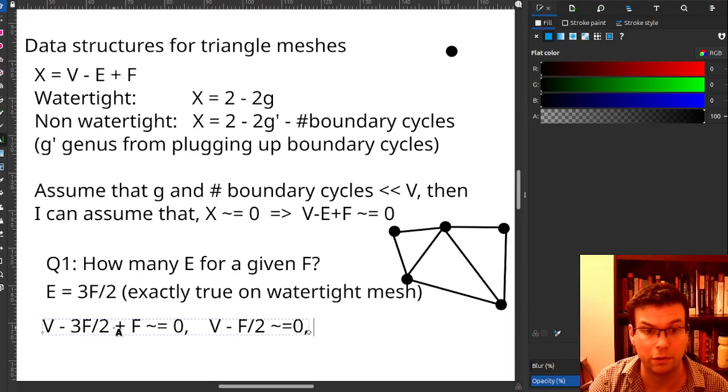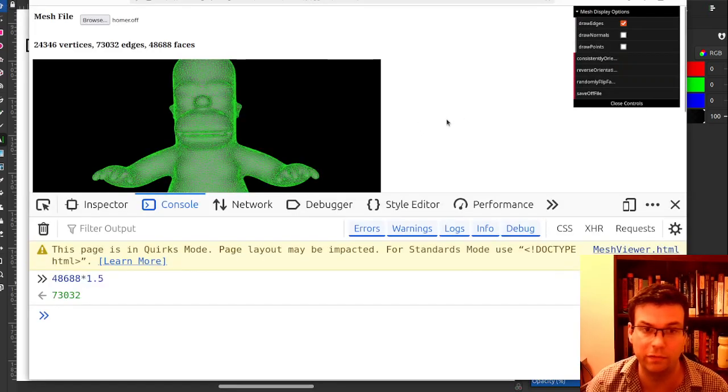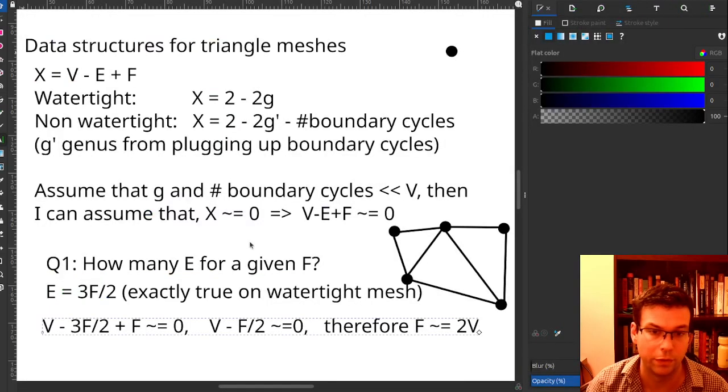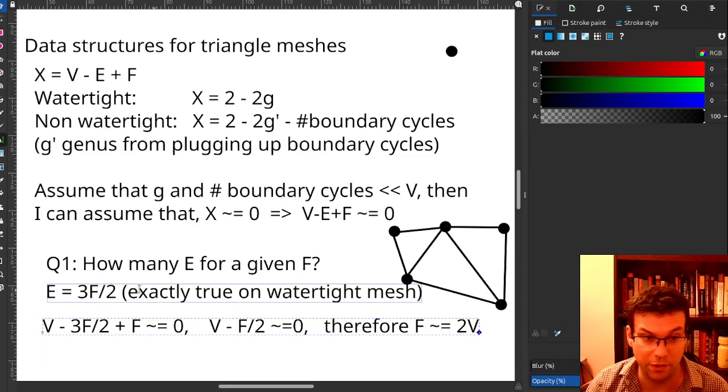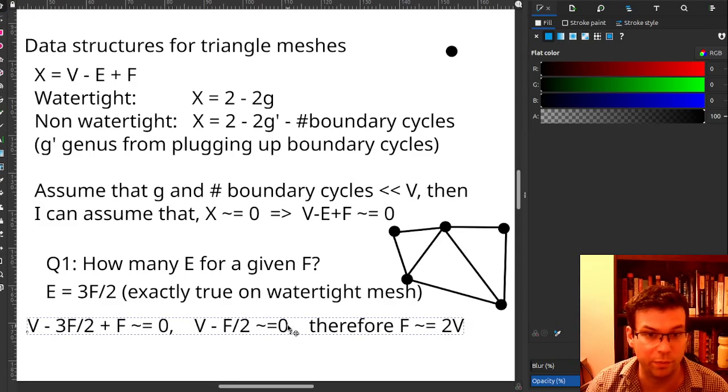So therefore, f is approximately equal to 2v. All right, so there are approximately twice as many faces as vertices. I can look at that and I can see that's true. And then, because of this relationship I just established, it follows very quickly that the number of edges is approximately 3 times the number of vertices. Okay, so that's the data we're working with.